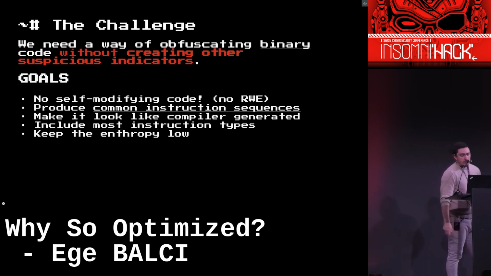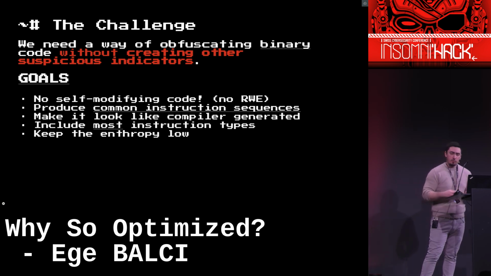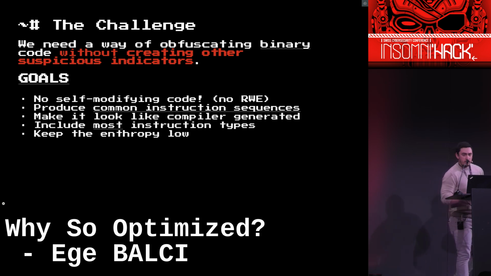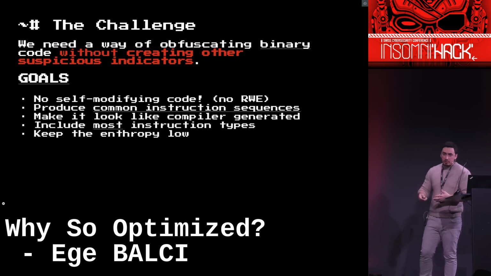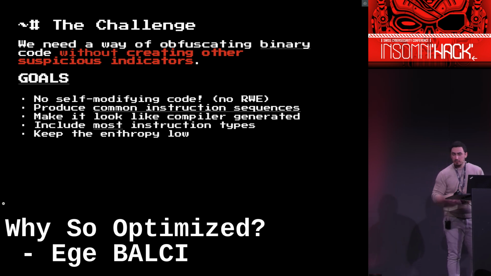So at this point, we want to design a binary obfuscator. We need to avoid using self-modifying code. Also, we need to produce common instruction sequences because of the reasons I just explained. We also need to make it look like compiler-generated code. So it's another good way of hiding the obfuscated code.